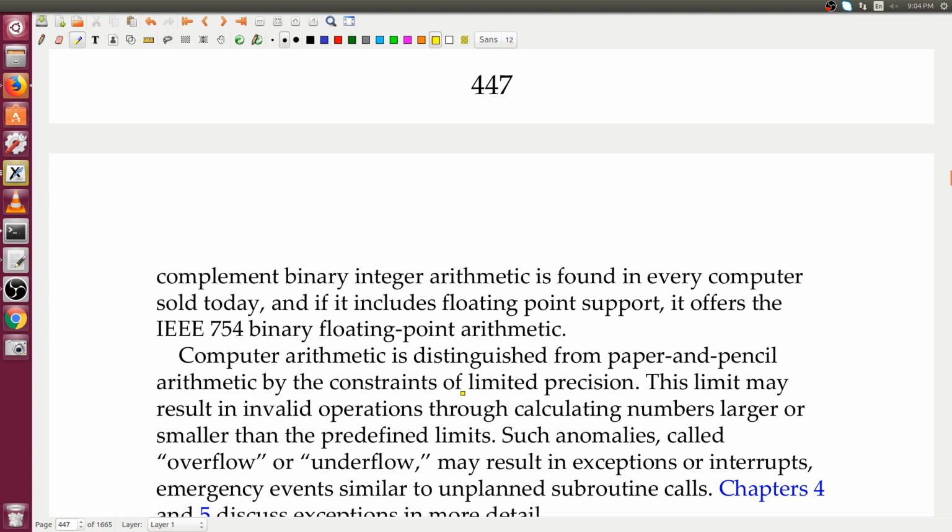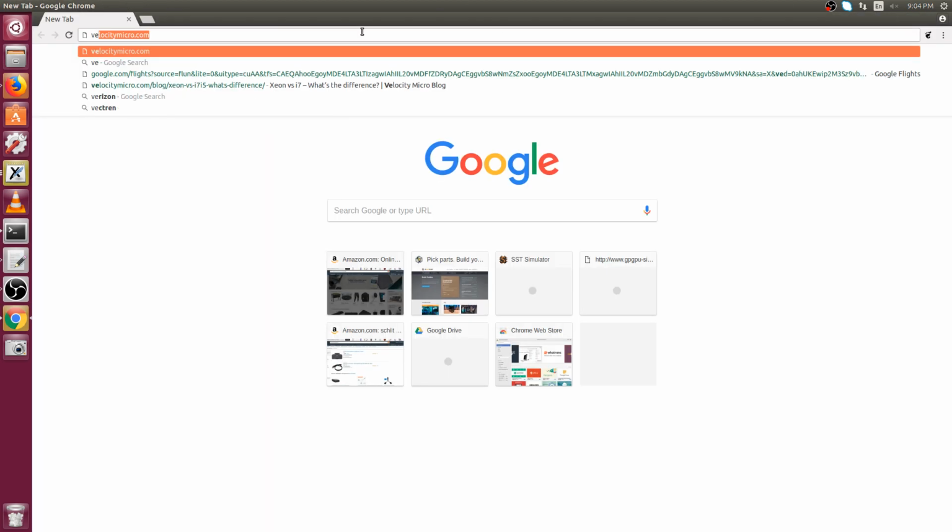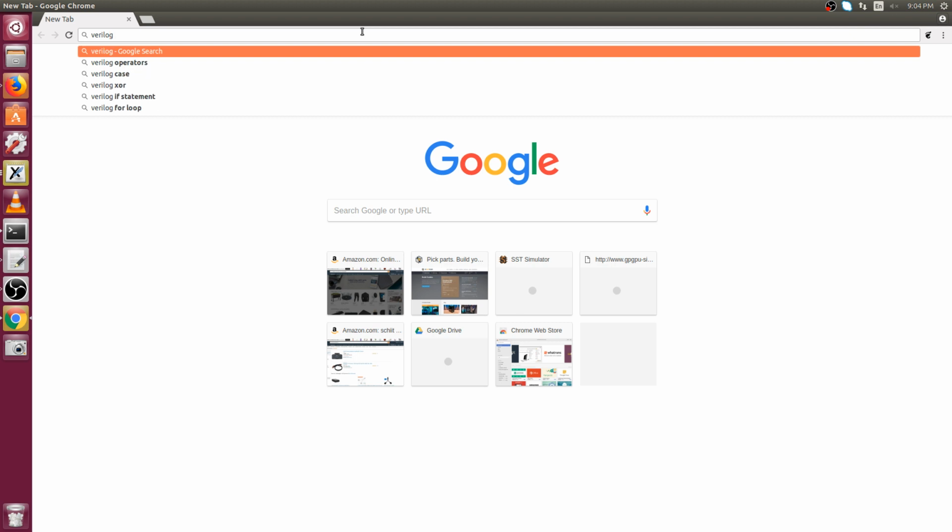Okay, so that basically concludes us for computer arithmetic. Now, anyone hitting live, are you still here? If you're still here, we can look over some Verilog code for arithmetic units. Okay, let's look up some stuff. Let me open up this browser instead. So, Verilog.